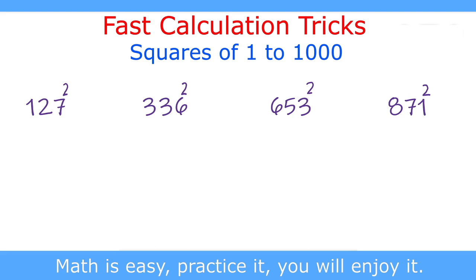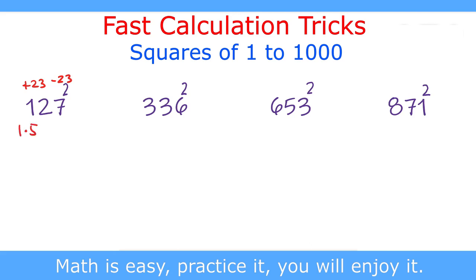Now we will solve few questions in which numbers are close to multiples of 50. Our first question is 127 square. 127 is more close to 150 than 100. So writing 127 in terms of 150, we will write 127 plus 23 and 127 minus 23. On adding 23, 127 becomes 150. In place of 150, I am writing 1.5.